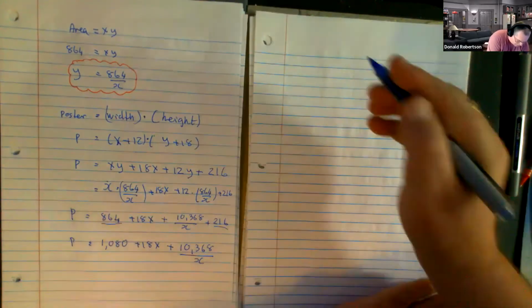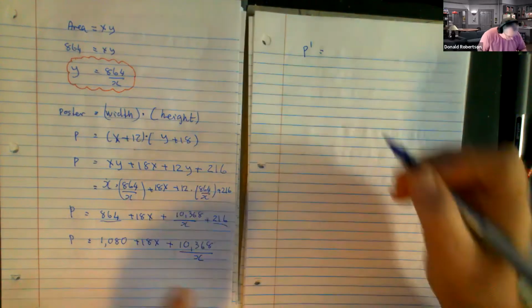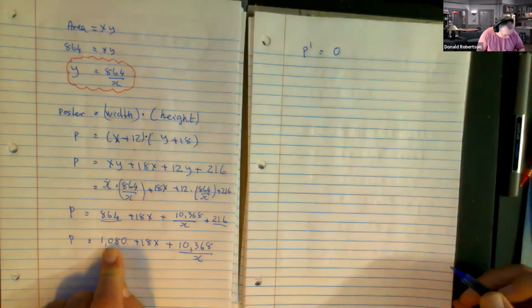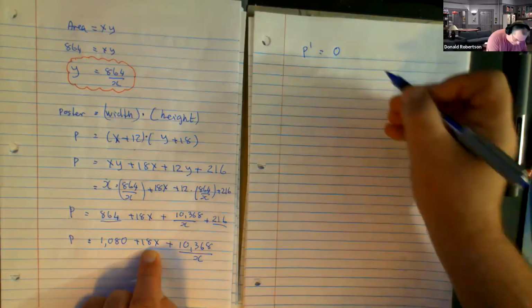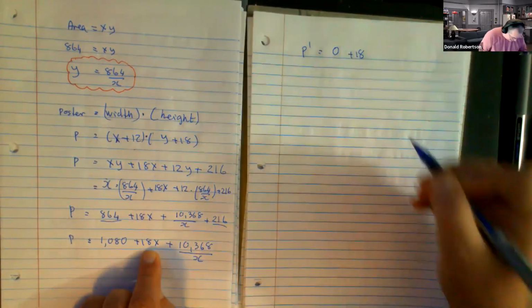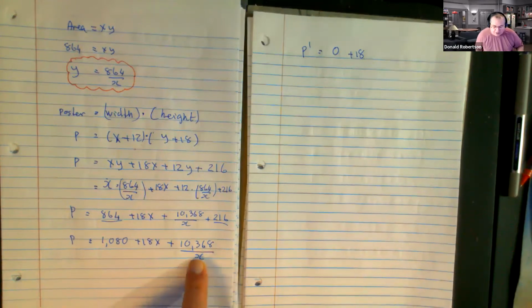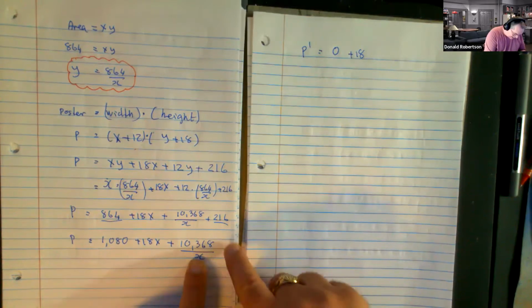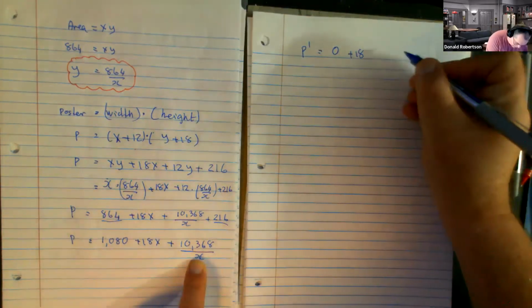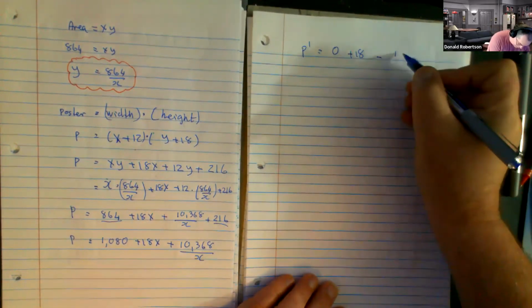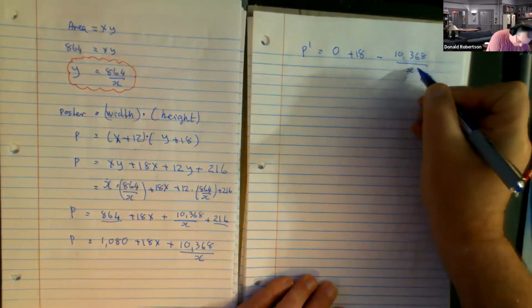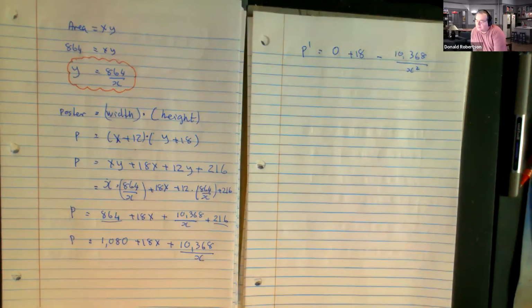Normally, the derivative, I'll call it p dashed. Right, you differentiate a number, you get 0. I know you shouldn't really write 0, but I'm doing it for notes. You differentiate 18x, you get 18. And if you want to differentiate this guy, you should really call it 10,368 x to the -1 and do the power rule, but just to speed things up, can you trust me that that's what it ends up looking like?